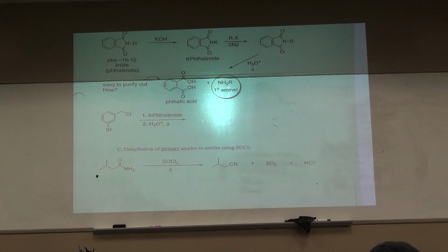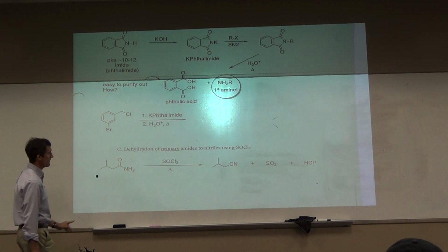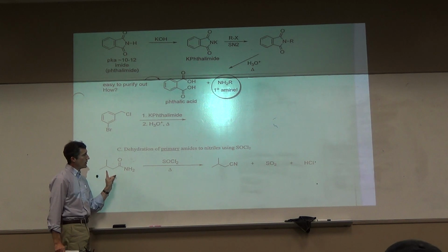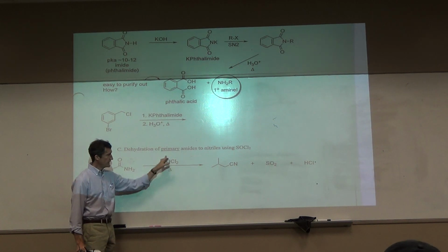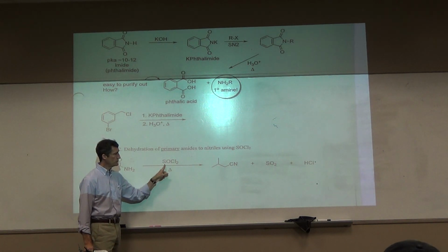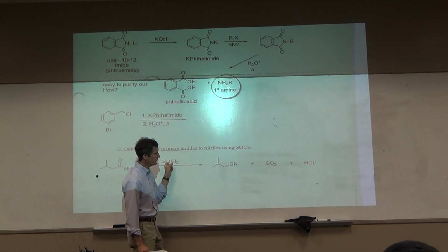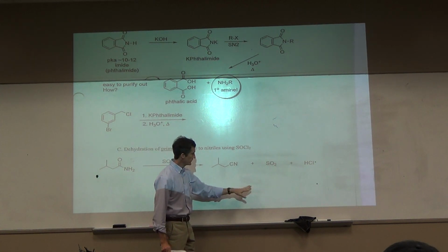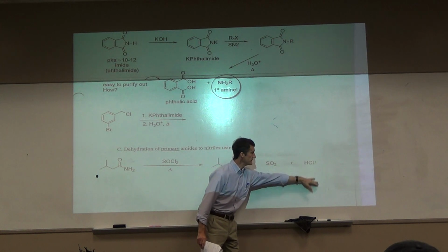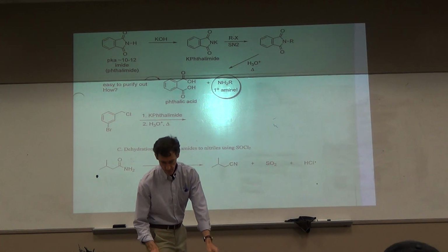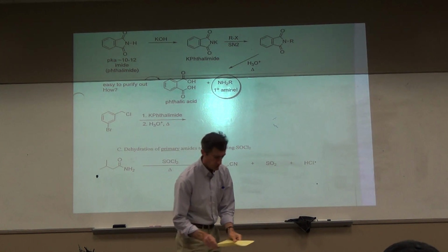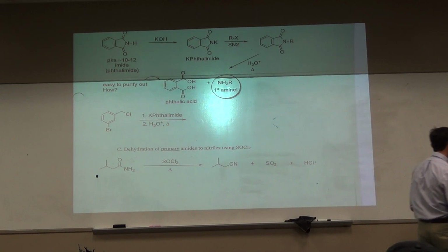Now usually you can't just heat it and dehydrate it, where water is eliminated. You have to use some type of chemical dehydrating reagent. And thionyl chloride will do this. We've used this a couple of times before. We're going to end up with SO2 and HCl. On the yellow sheet, I show that mechanism.